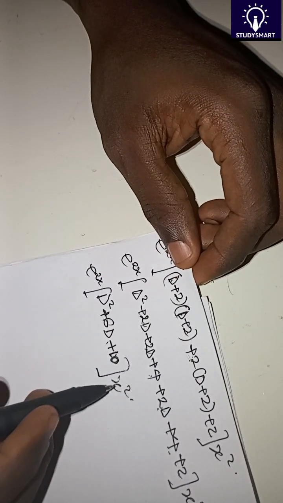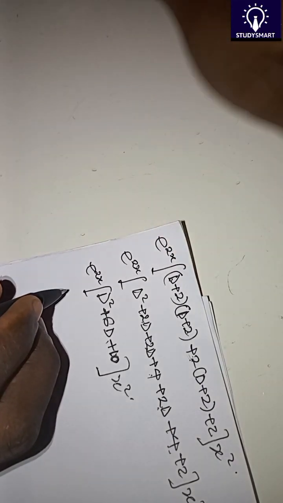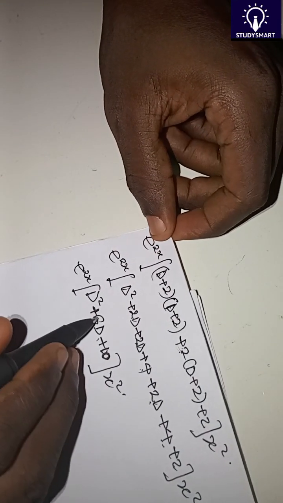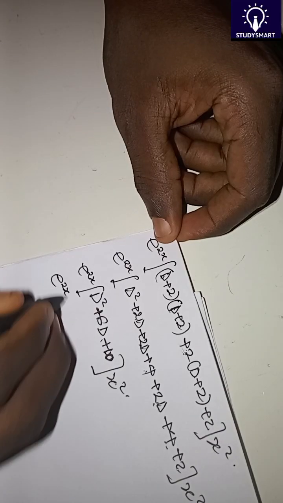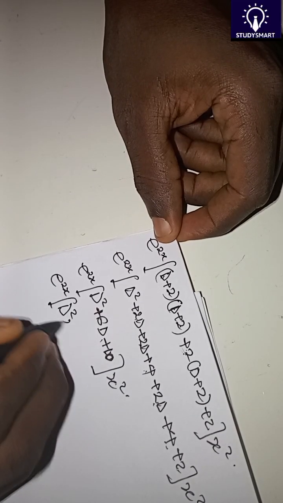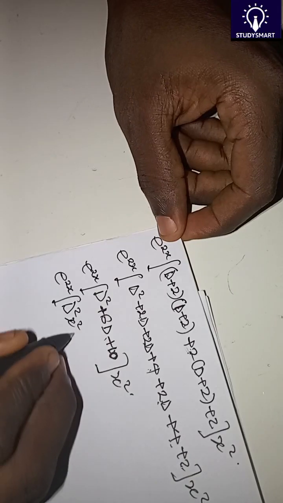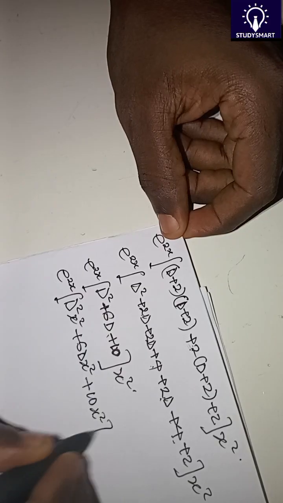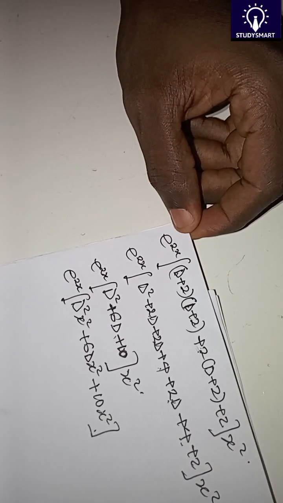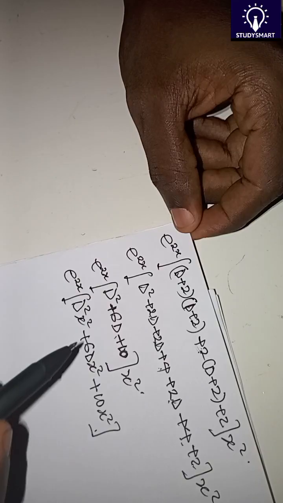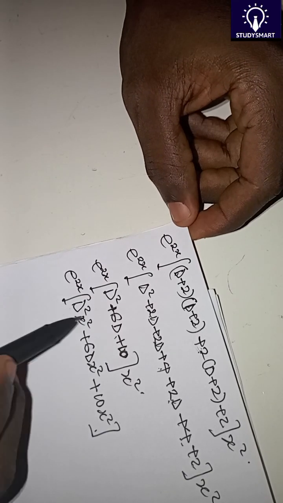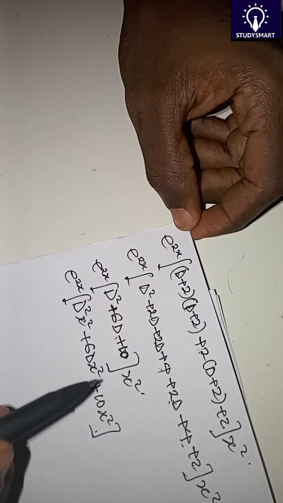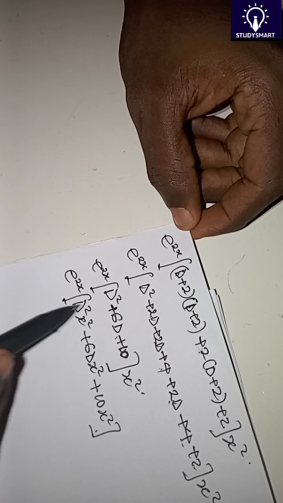So I can multiply this whole expression by x squared here. If I multiply this by this whole expression, I'm going to have exponential 2x into d squared x squared, plus 6d x to power 2, then plus 10 x squared. I told you initially that if you see d, you differentiate, but if you see 1 over d, you integrate. So at this point, what we have is d, not 1 over d. It means that we are going to be differentiating at this point.